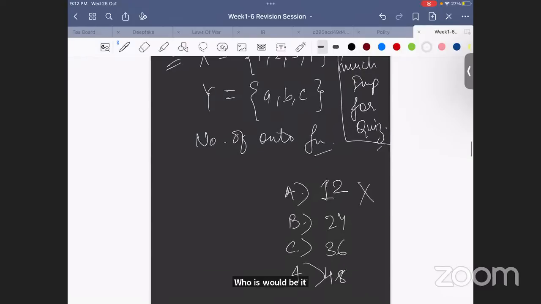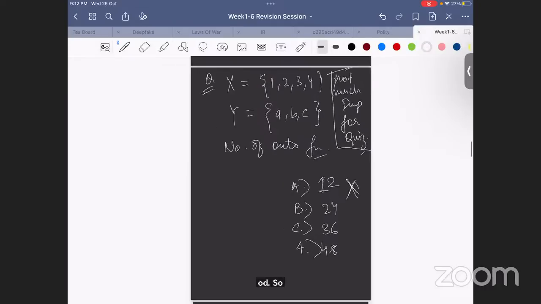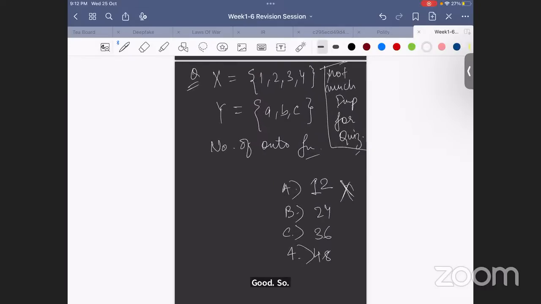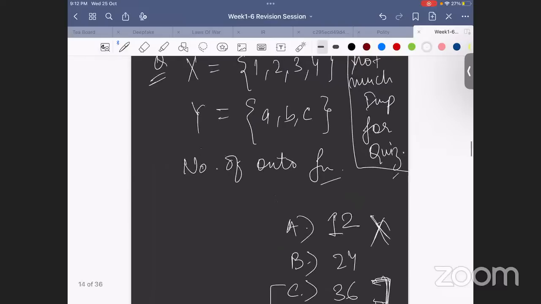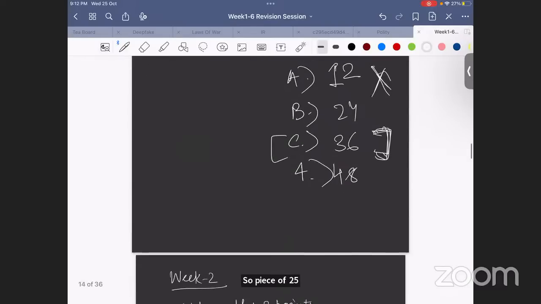This is not correct. Not correct. The answer is 36, option C. Okay. Any other? Anyone else? The B, sir, 24. No, 36 is correct.